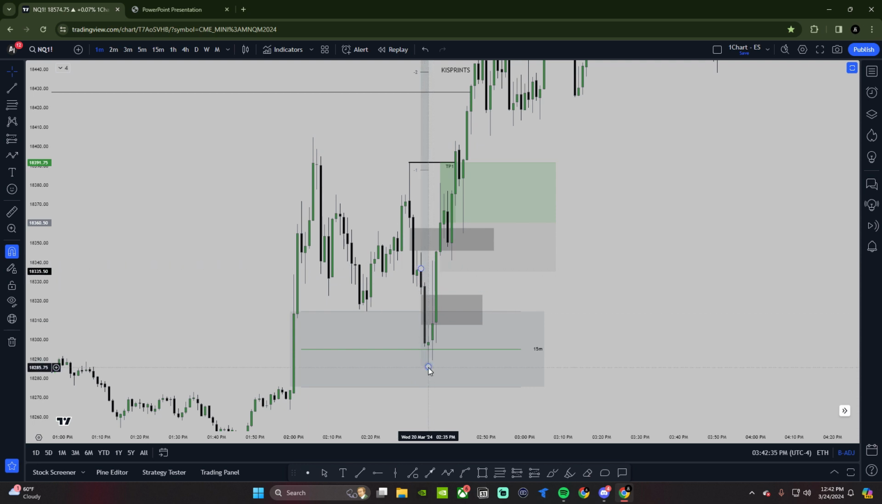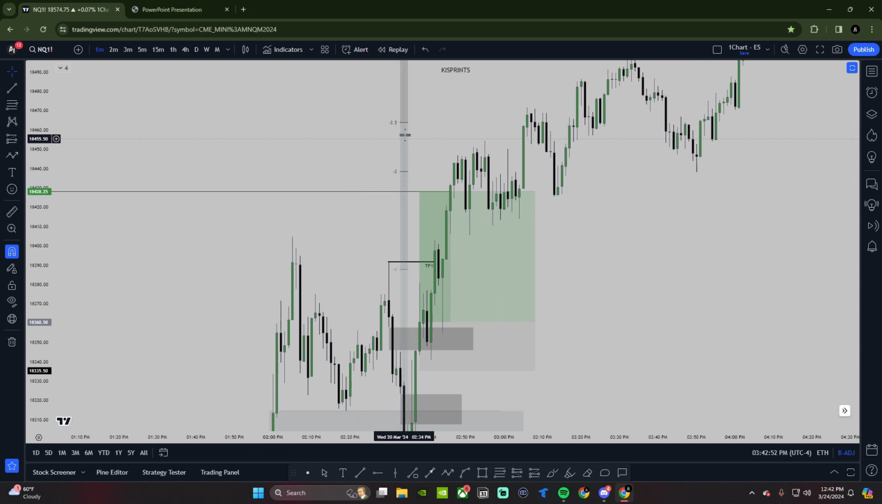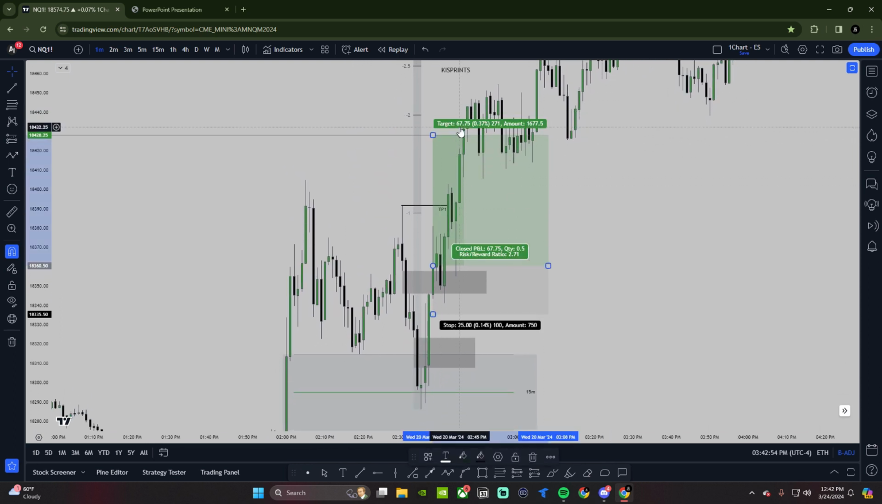So we can use wick to body on this one. Since the swing high isn't a wick, we use the body. And the first standard deviation lines up with TP1 right there. So this would be your first TP1, 31 points. That's super, super good. My TP was right here at the Thursday high, lining up with the 2 to 2.5 right here. So that was a good 70 points, 67.